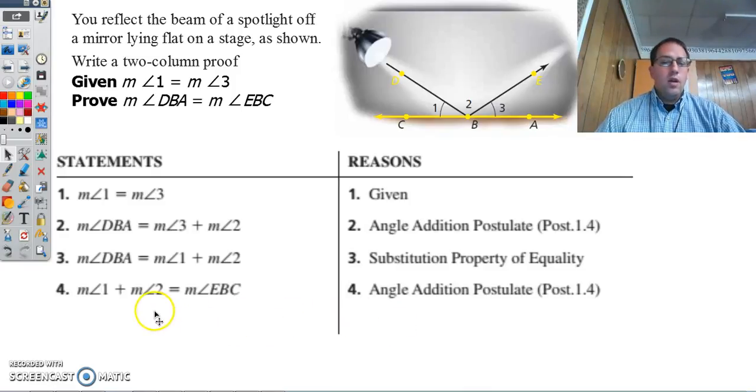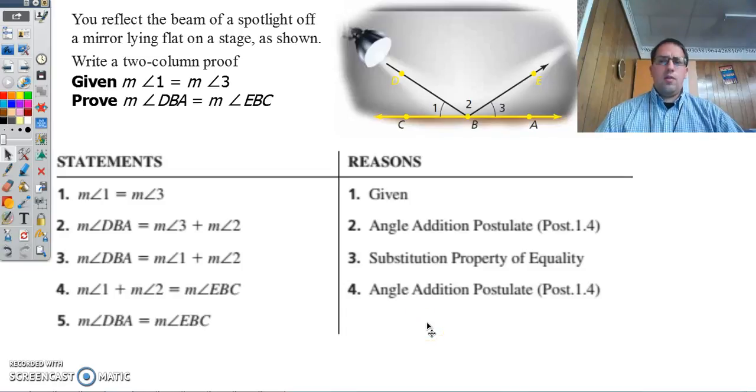Okay, so that's fine. But what can I do with that? What does that mean? Well, I don't know. Let's take a look. We've got the measure of angle 1 plus the measure of angle 2 in both of these, right? So if the measure of angle DBA equals the measure of angle 1 plus the measure of angle 2, and the measure of angle 1 plus the measure of angle 2 equals the measure of angle EBC, well, doesn't that mean that DBA equals EBC?